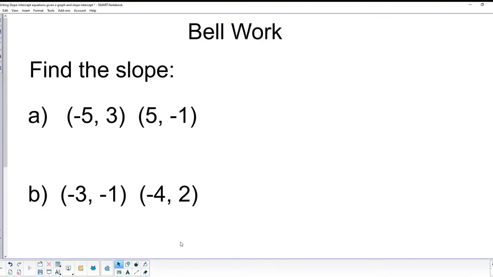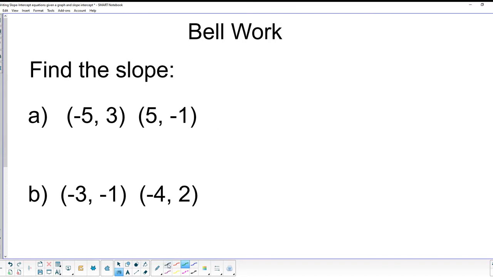Talk about writing slope-intercept equations given a graph in which we can find the slope and the y-intercept. First of all, let's practice finding a couple of slopes. In this case, when we're given two ordered pairs like this, then we know that we're going to be using something like the slope formula.